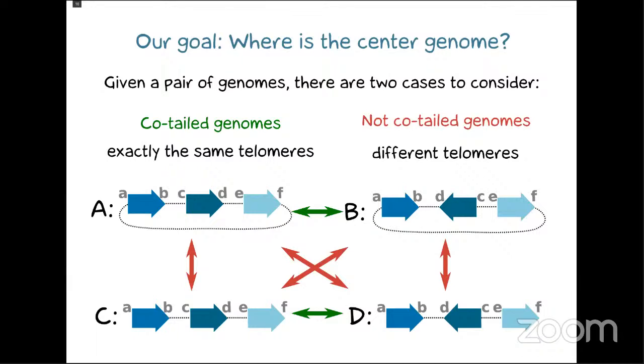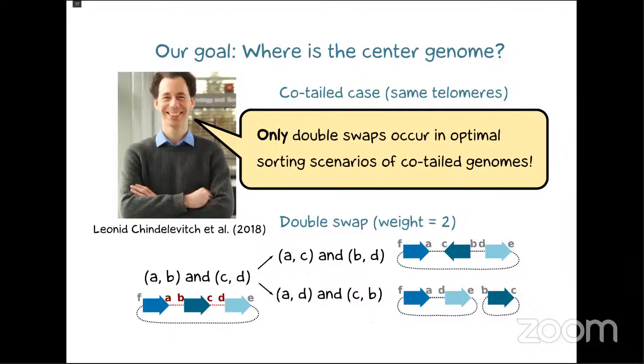But actually, I think they are one linear chromosome each, because the dotted lines here must be the adjacencies. Yes, okay. So 1 linear chromosome each. But A and C are not cotailed. A and D are not cotailed. B and C or B and D are not cotailed. All right. So this is the idea of cotailed genomes. All right. So let's start studying with the cotailed genomes.